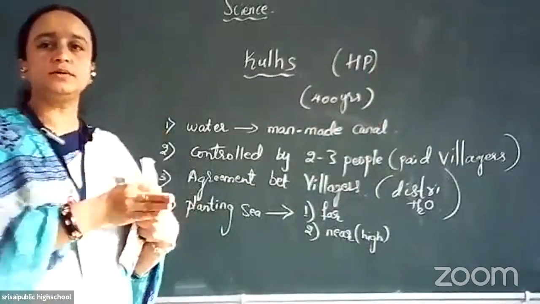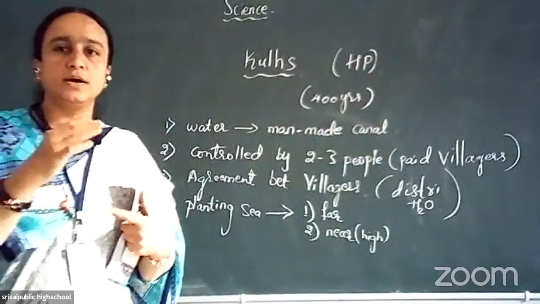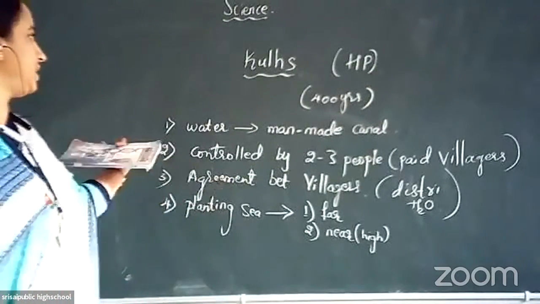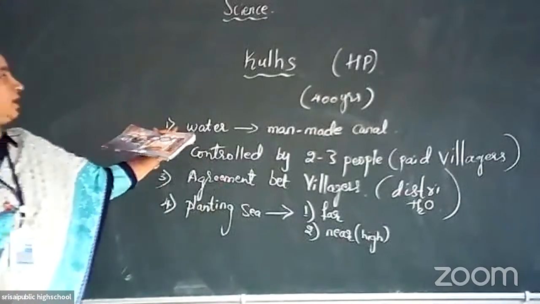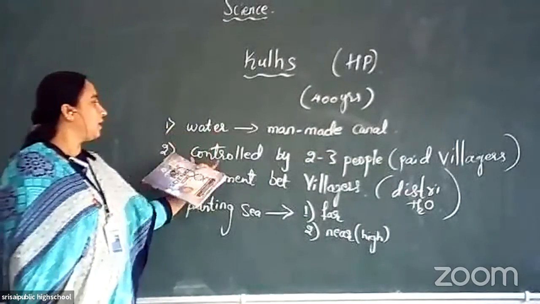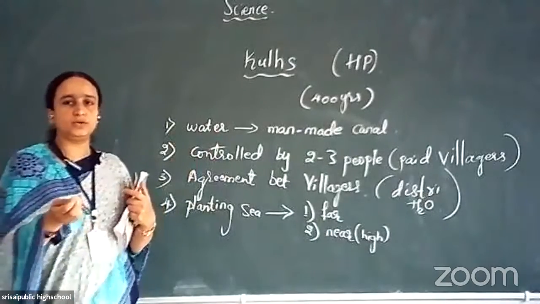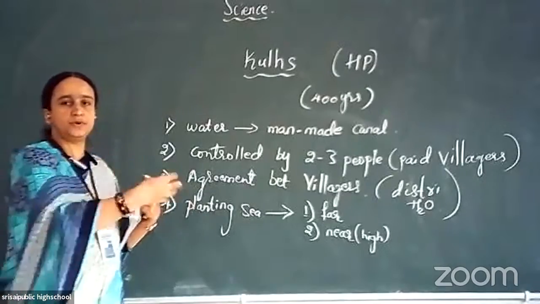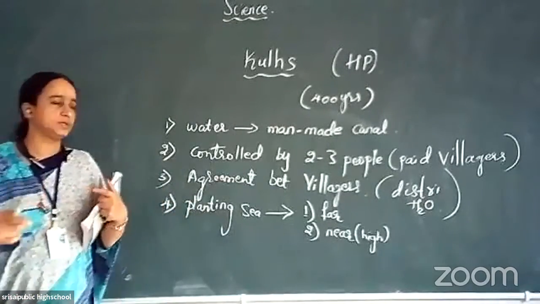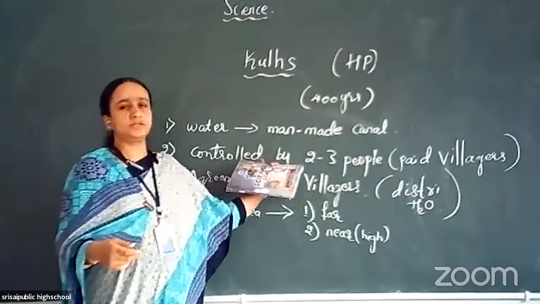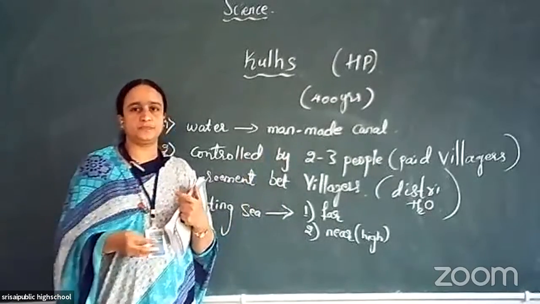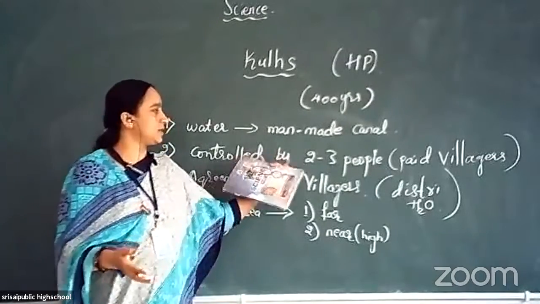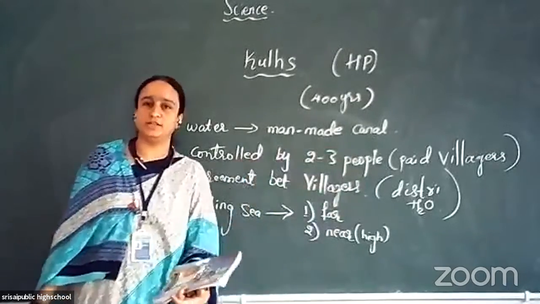They diverted the water from the streams into man-made canals. Water was diverted to flow through the man-made canals. And how was it controlled? It was controlled by 2 or 3 people. They used to control when and how to supply the water to the different villages. It was controlled totally by those 2 or 3 people, and they were paid. They were given a particular amount for their work by the villagers.